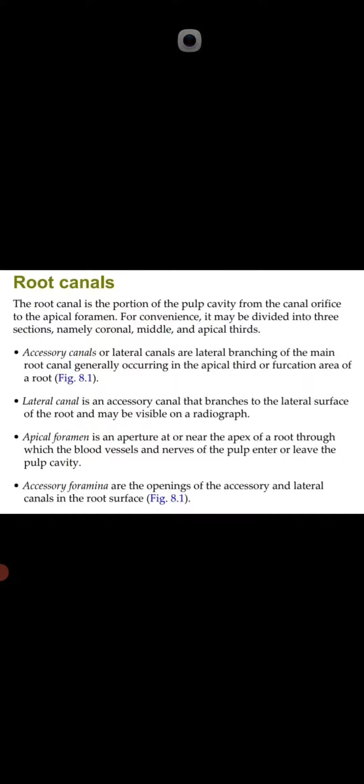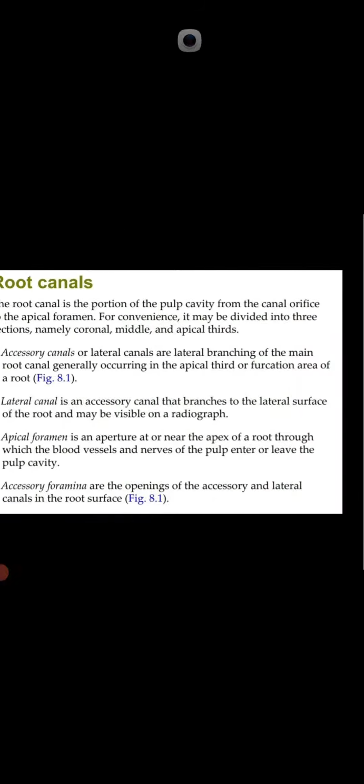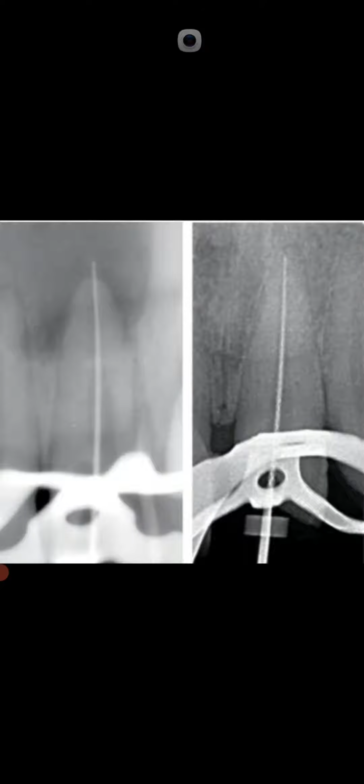Accessory foramen are the openings of accessory and lateral canals in the root surface. This is the accessory foramen. These are the canal orifices. This is the root canal, from where we remove the pulp and enter the file to take its length.